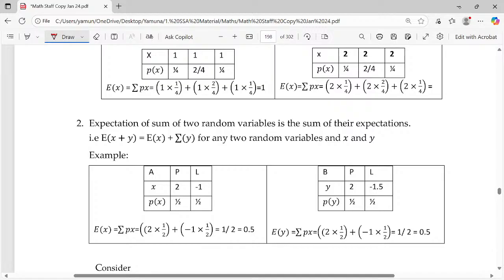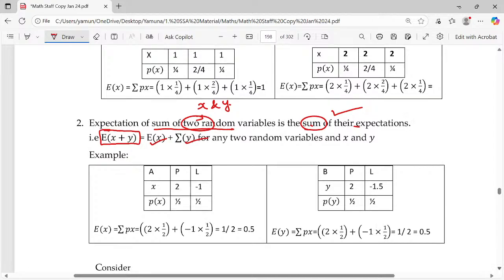Second, expectation of the sum of two random variables. Let me name the two random variables as x and y. When you say sum, we are talking about the arithmetic operation. It is the sum of their expectations. So expectation of the sum of two variables, which is E of x plus y, is equal to the sum of their expectations, E of x plus E of y. So that's the second property.